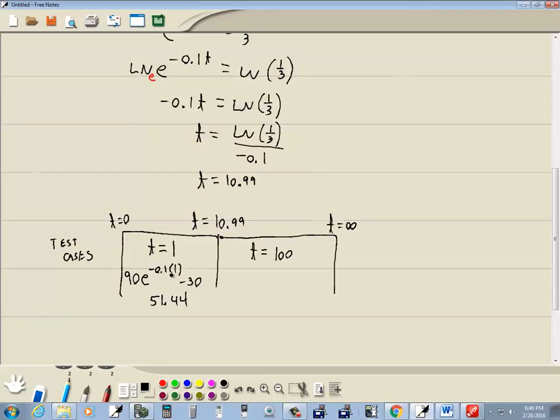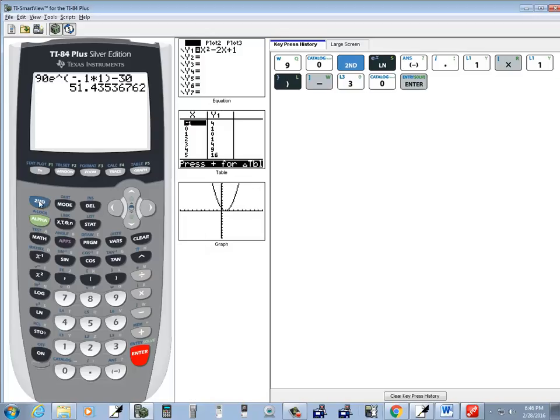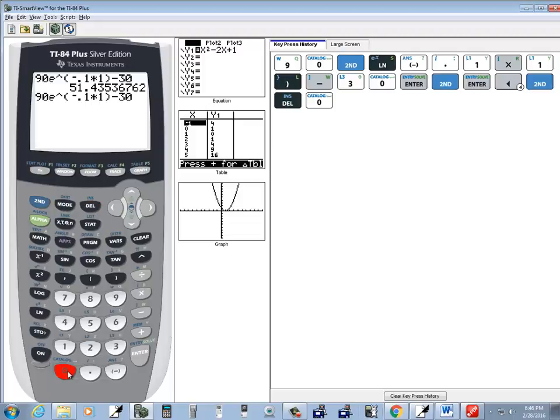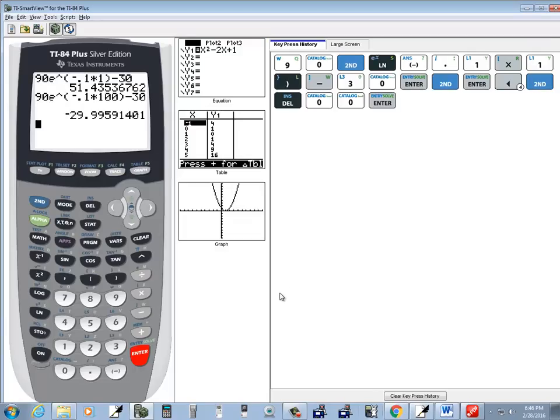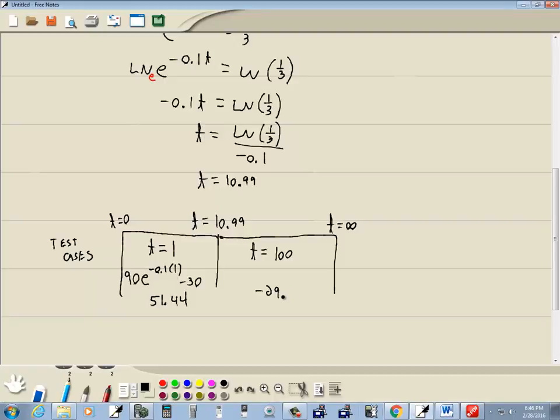Now let's plug in 100. So I'm going to do a second enter to bring up the previous entry, and I'm going to change the 1 to 100. So I'll insert a couple more zeros in there and press enter. This would be whatever you'd be plugging in on your calculator. We get negative 29, negative 30, I guess, when rounded.